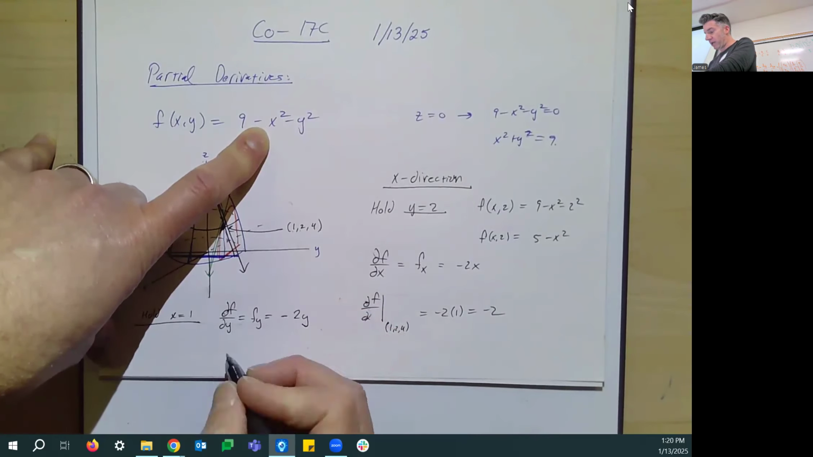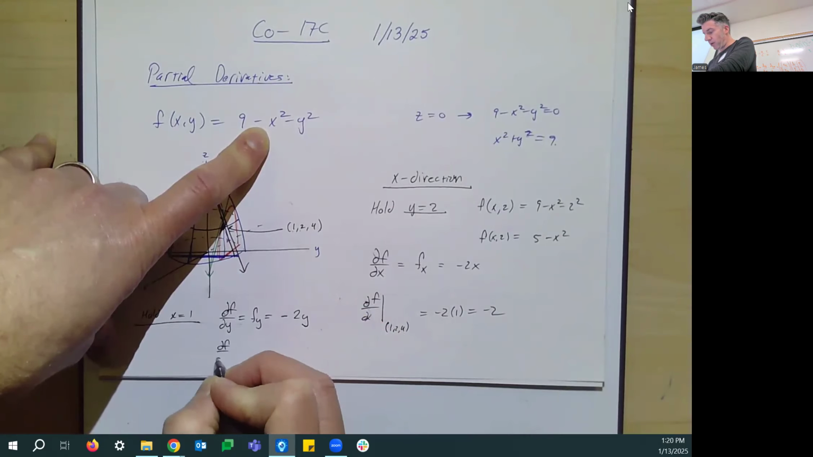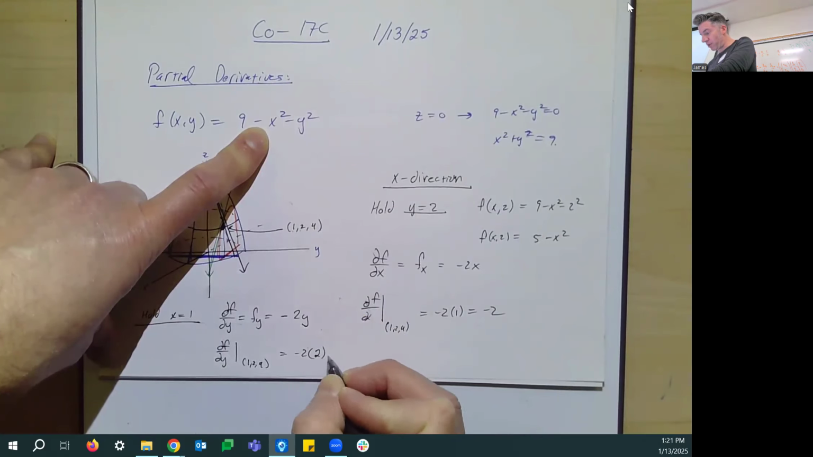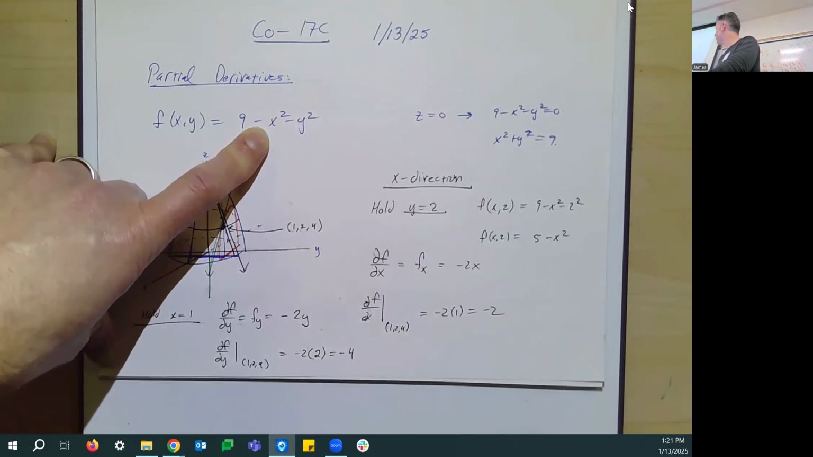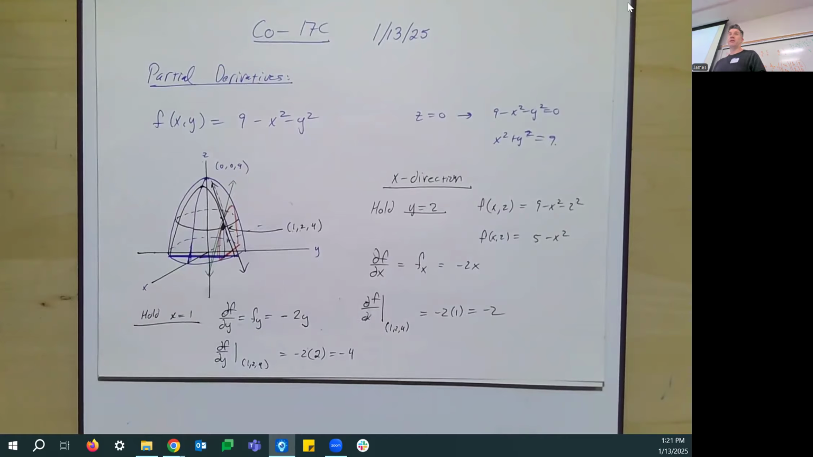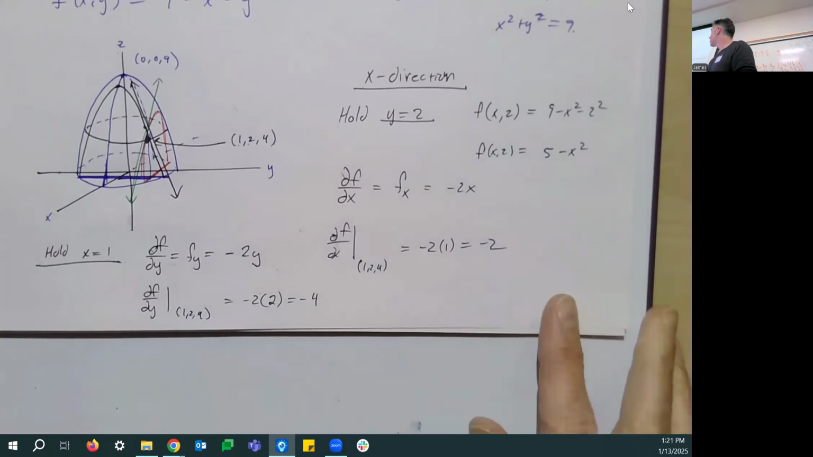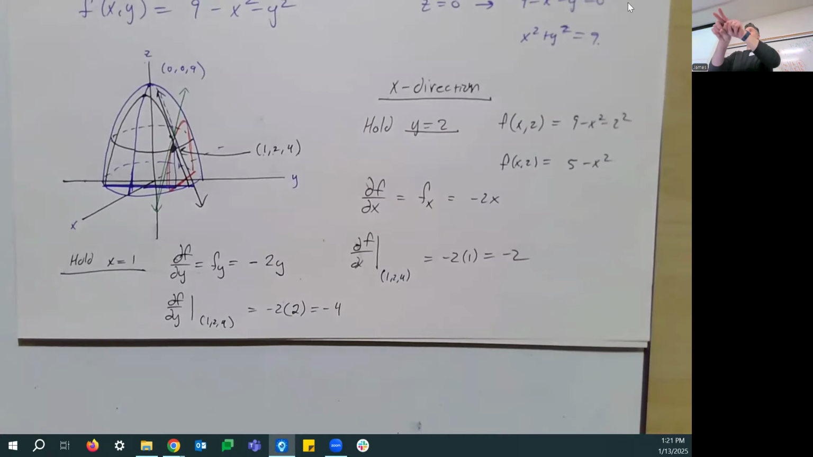And if we plug in the point (1, 2, 4), we're going to get negative 2 times 2, which is negative 4. So at that one point, in the x direction, the slope is negative 2. In the y direction, the slope is even steeper. It's negative 4.